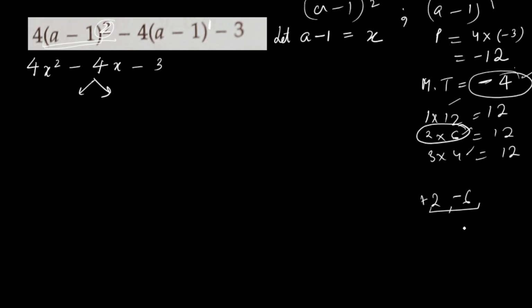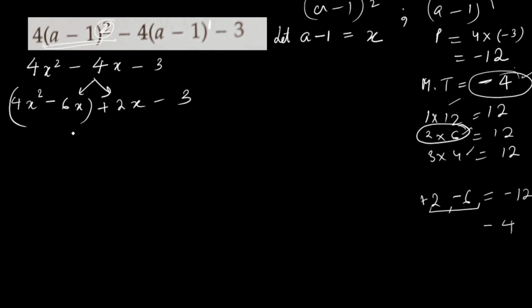So the two numbers are plus 2 and minus 6. When you are multiplying these two, our answer will be negative 12. When we are adding them, the answer will be minus 4, which is required. Now I can write 4x square minus 6x plus 2x minus 3.